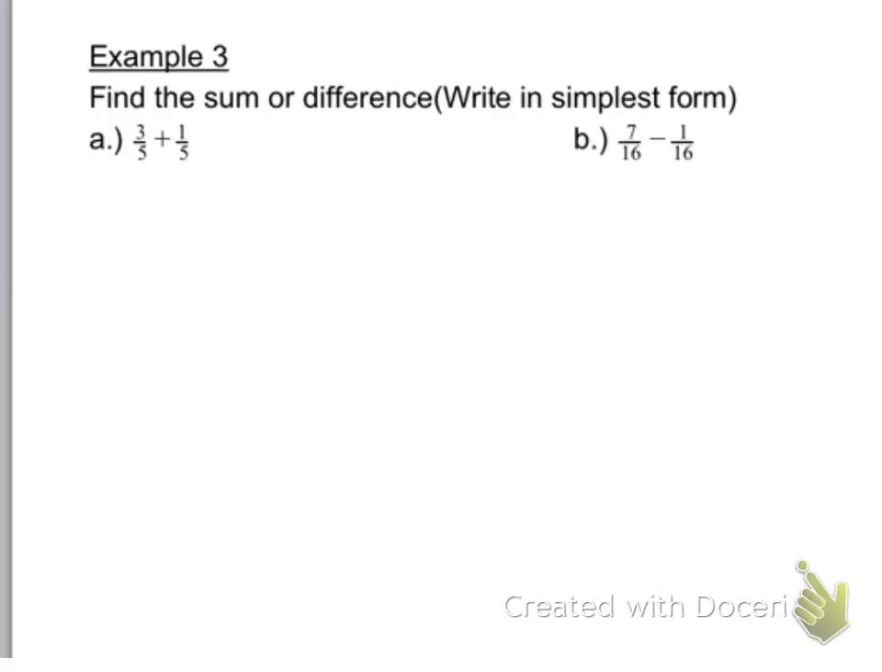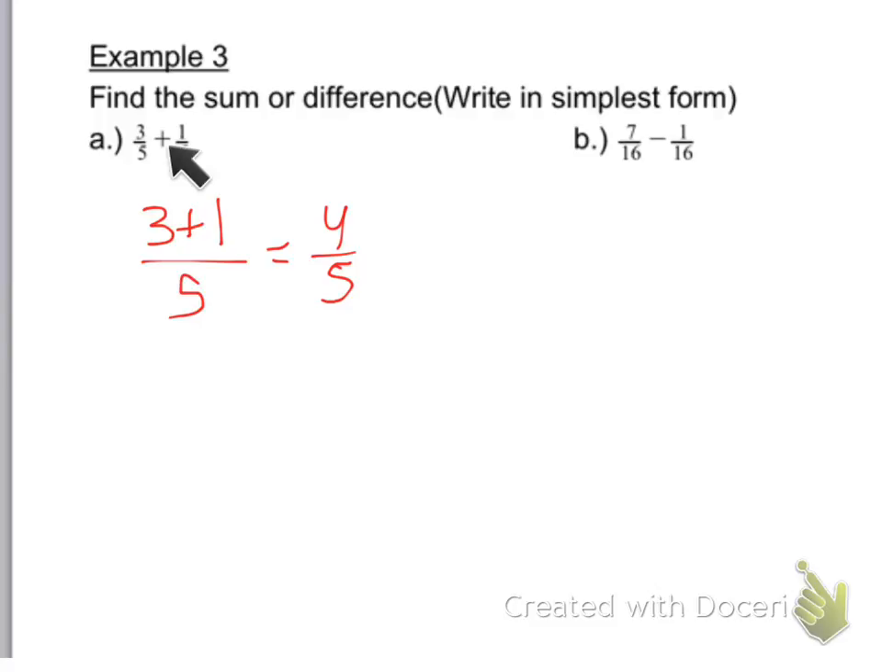Just take the tops and add them. So it's 3 plus 1 all over 5. Common denominator. And then 3 plus 1 is 4/5.